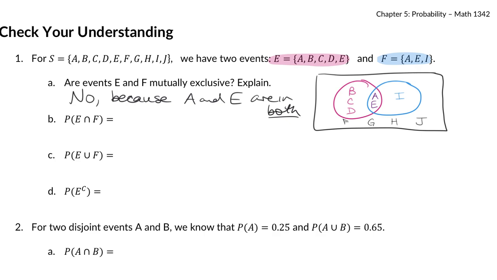But the Venn diagram will very much help me answer the next three questions. The probability of E and F, that is the overlap. How many letters are in my overlap? 2 out of how many letters in the total sample space?